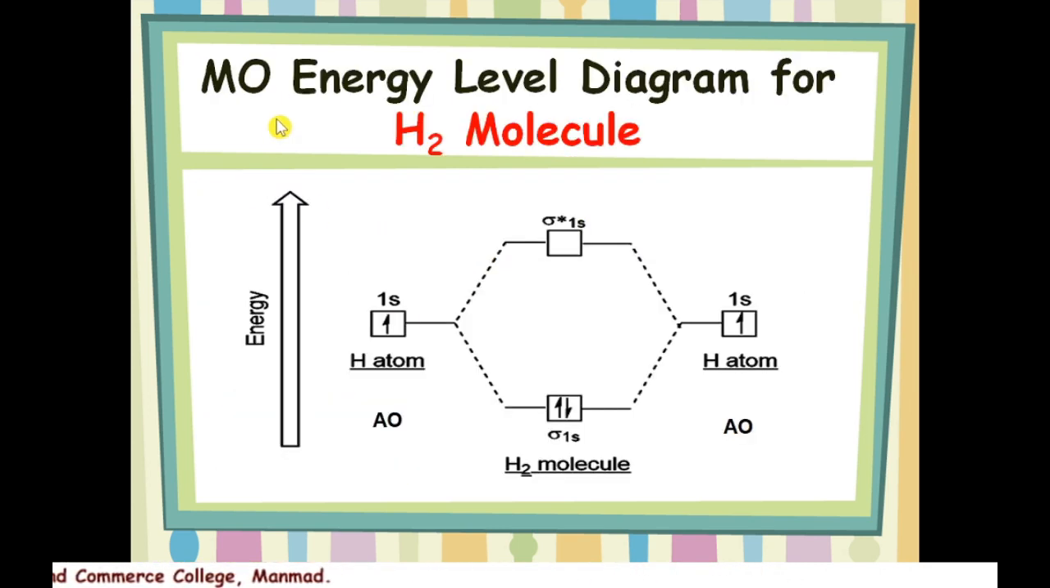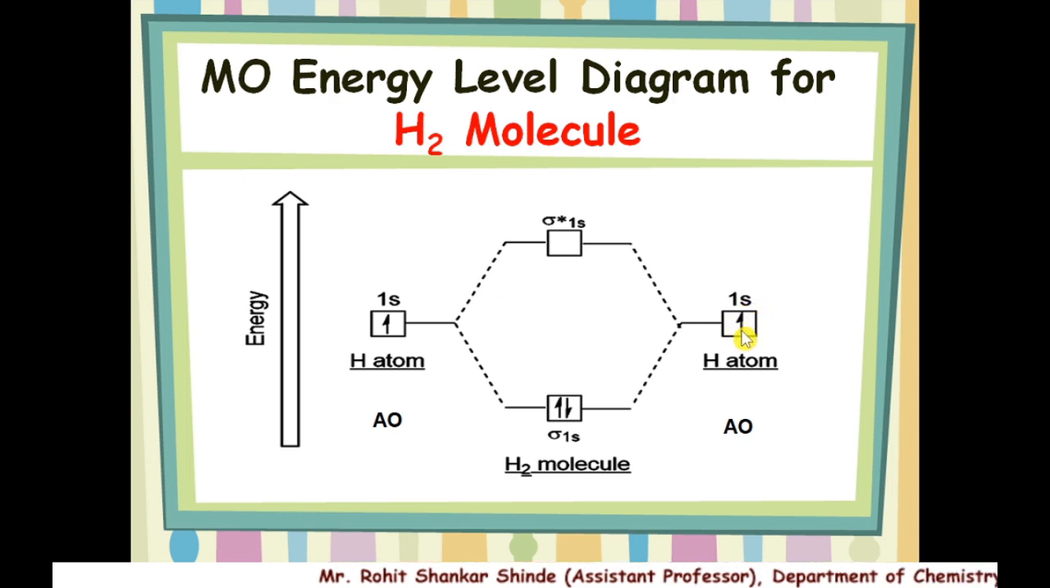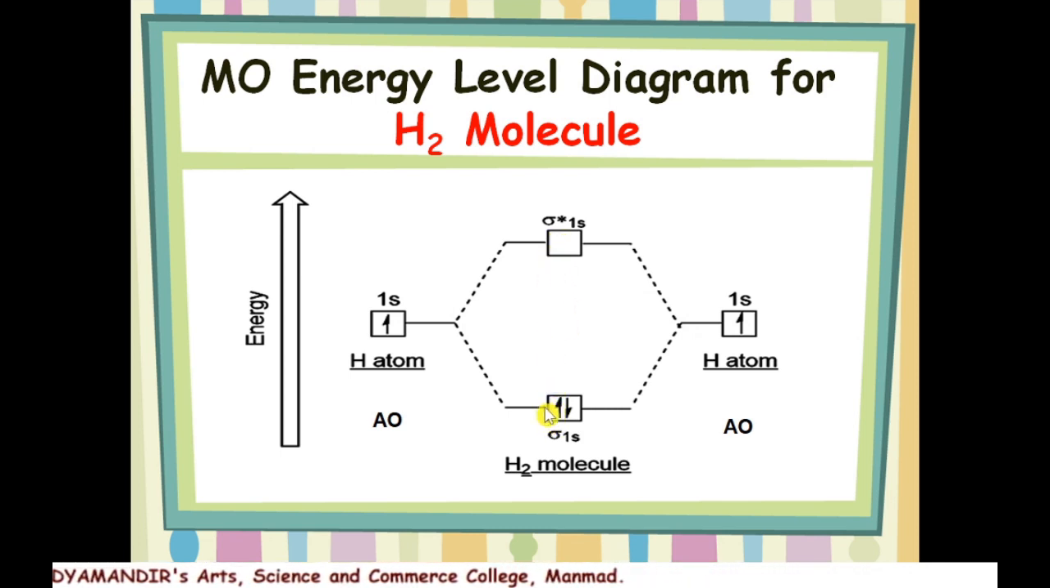Now let us see the molecular orbital energy level diagram for the H2 molecule. In case of the H2 molecule, it contains 2 hydrogen atoms and 2 electrons. Here atomic orbitals are shown on the left side and the right hand side of this diagram, while in the middle the molecular orbitals are shown. Energy is again increasing from bottom to top.